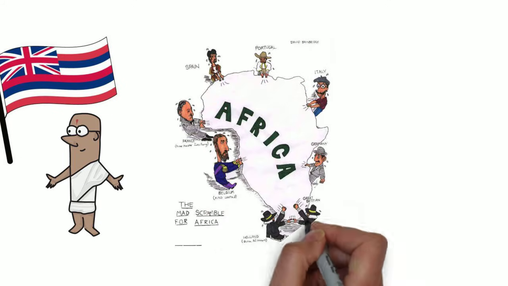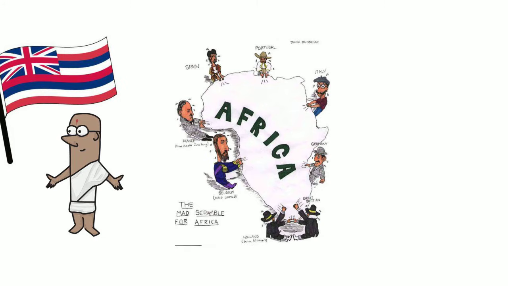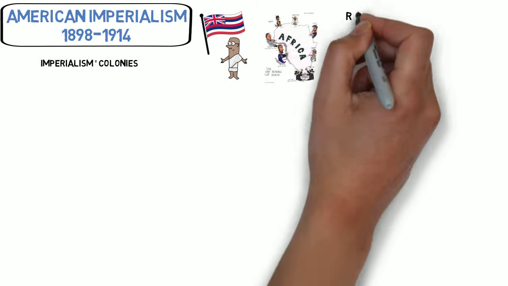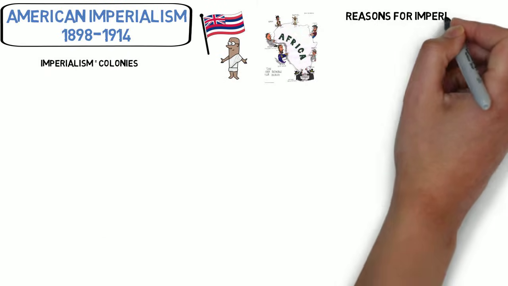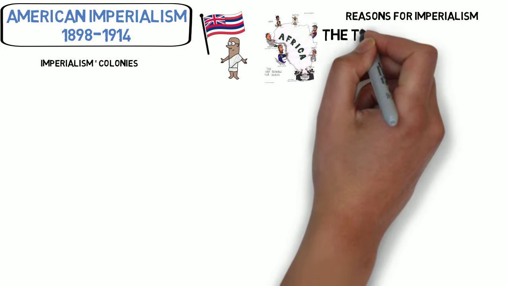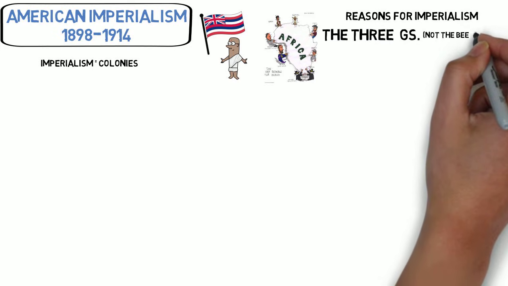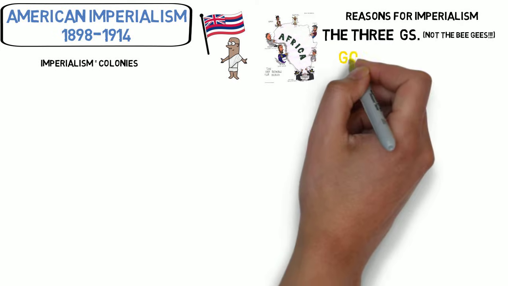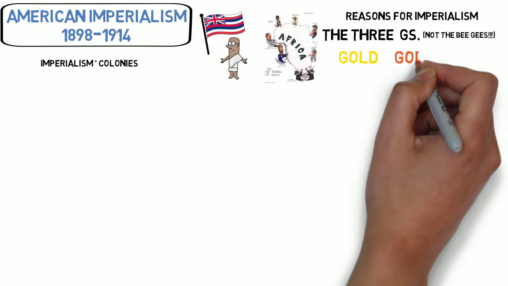In the late 1800s, the United States also began to dabble in imperialist ambition. There were many reasons that wealthy countries wanted to be imperial powers and establish colonies in the poorer parts of the world, and they can be summed up with the three G's: gold, God, and glory.